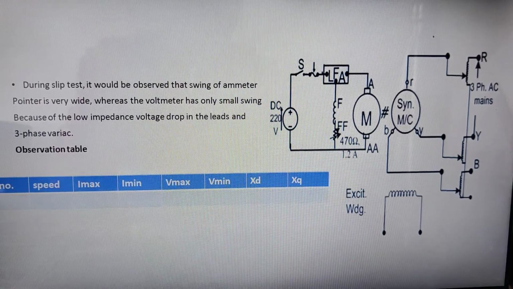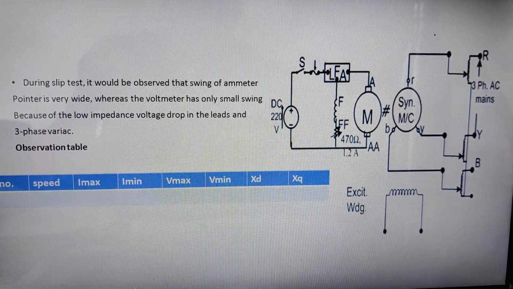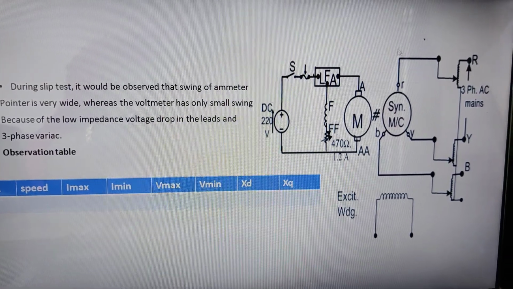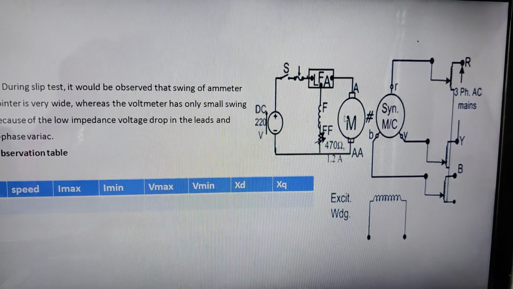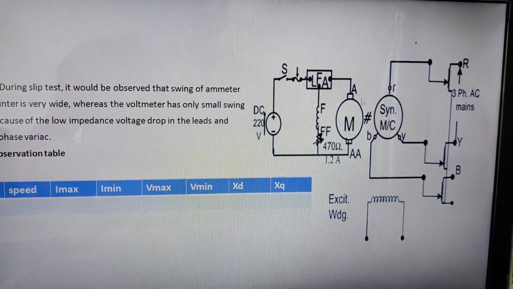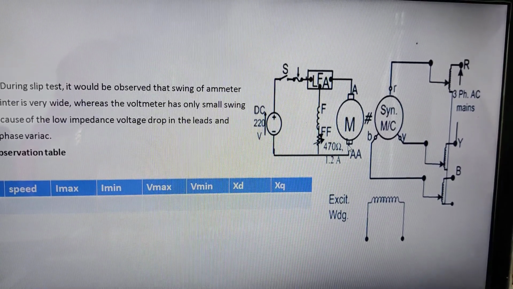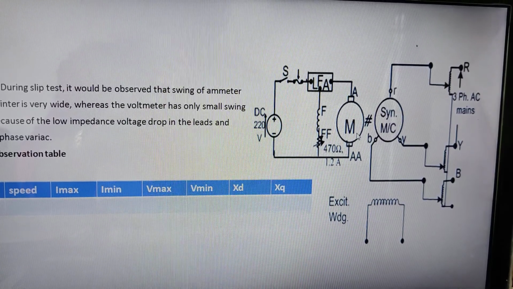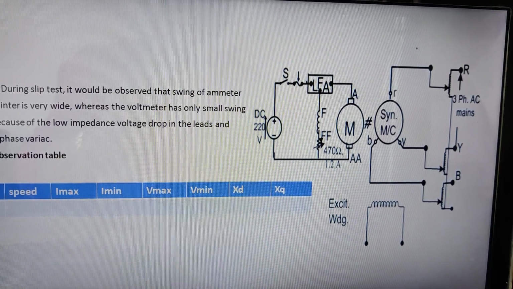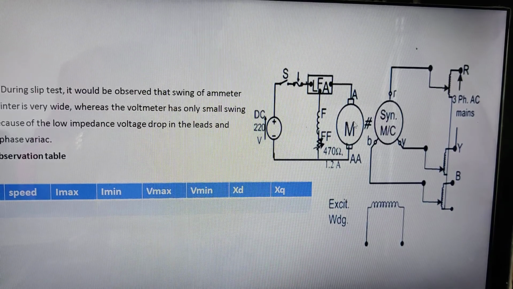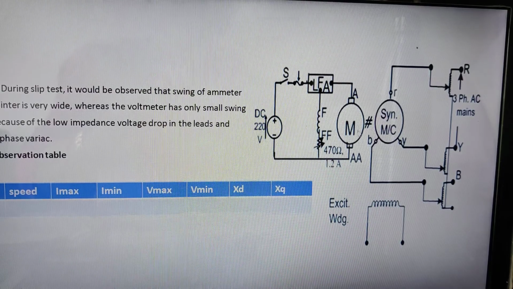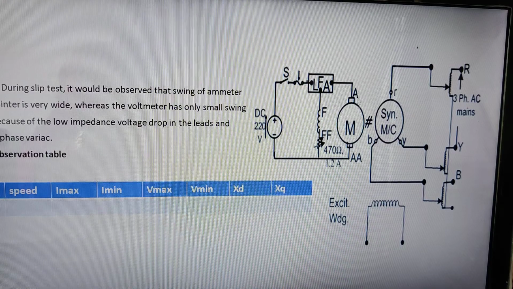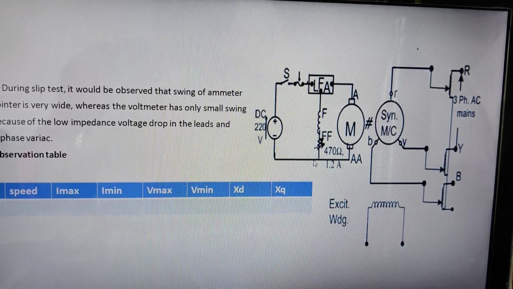Okay, and you can see from the circuit diagram that the synchronous machine is run by a separate prime mover, and prime mover in our lab case is DC motor. So DC motor is running giving the mechanical input to the machine, whose speed is slightly different from the synchronous speed. That means the DC motor speed will be different from 1500 rpm. It can be greater than 1500 rpm or it can be less than 1500 rpm.